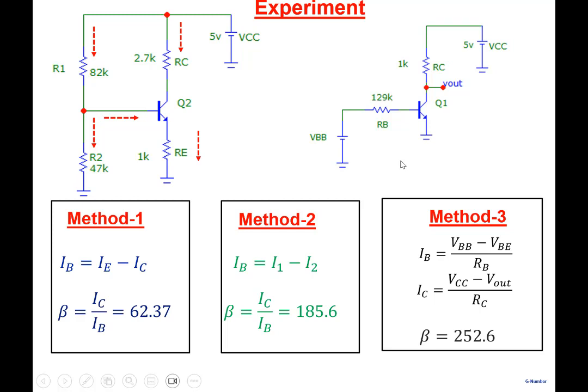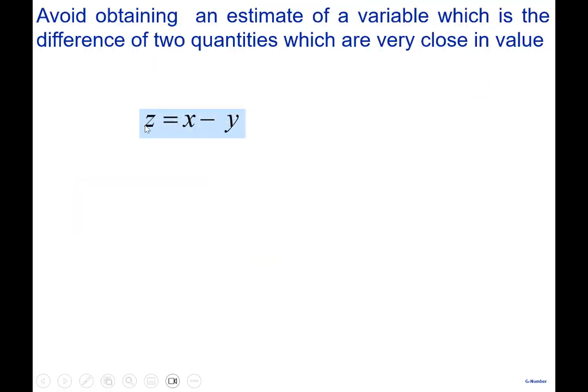Let me explain with a very simple example here. Say you are measuring or estimating Z, which is the difference of two measured quantities x and y. You are experimentally measuring x, you are experimentally measuring y, and you're calculating Z as the difference between x and y. Obviously, when you're experimentally measuring x, there would be an error in it. Similarly, there would be an error in y. So let's do that. Delta Z will be equal to delta x plus delta y. Errors can be positive or negative, so we'll add them up.